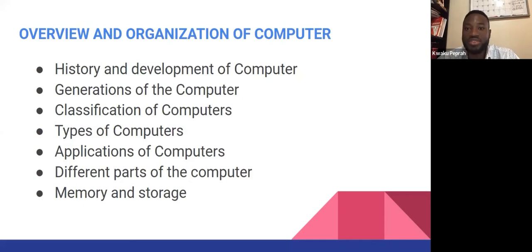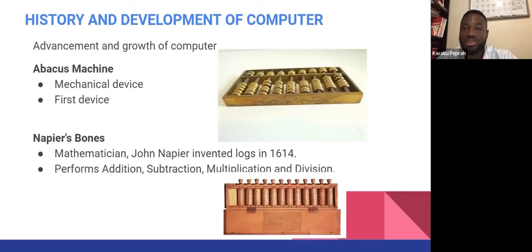So as you can see on the screen, we have the overview and organization of computer. After this lecture, you'll be able to know a little bit about the history and development of computer. You're going to also learn about the generations of computer, the classifications of computer, the types of computers, applications of computers, the different parts of computers, and also the memory and storage of computers. And so to begin with, we're going to start with the history and development of computer.